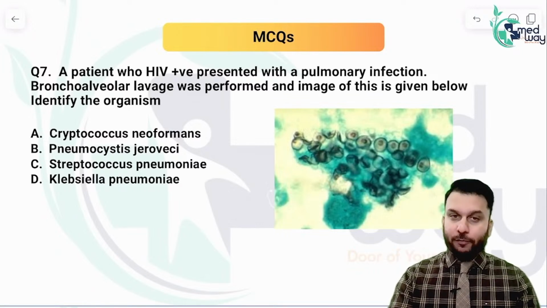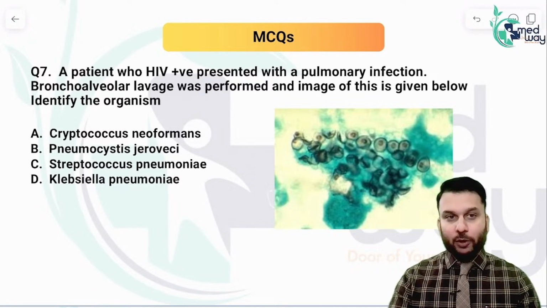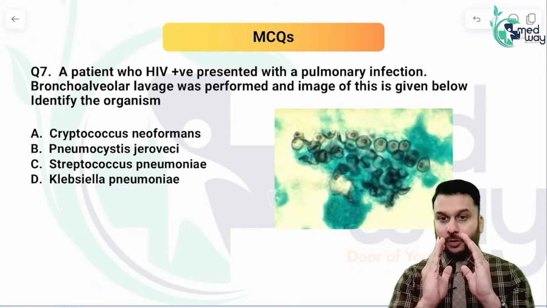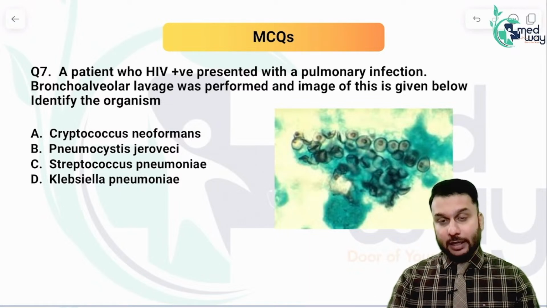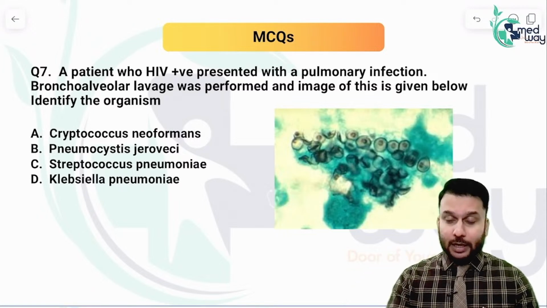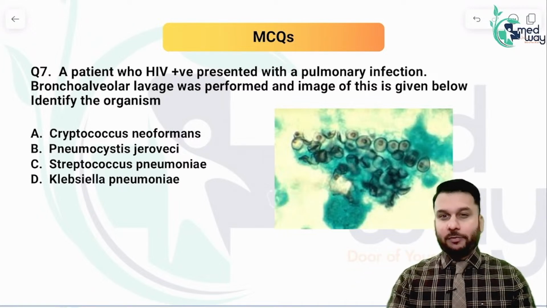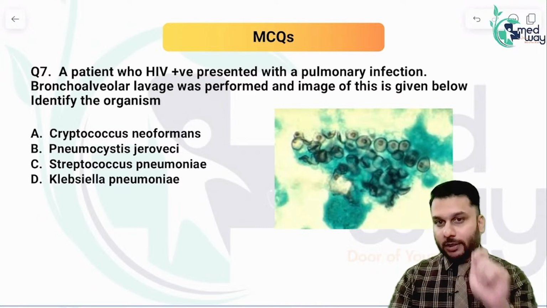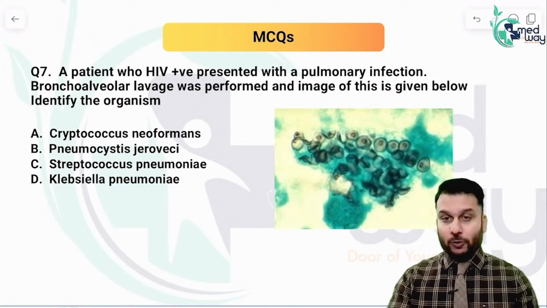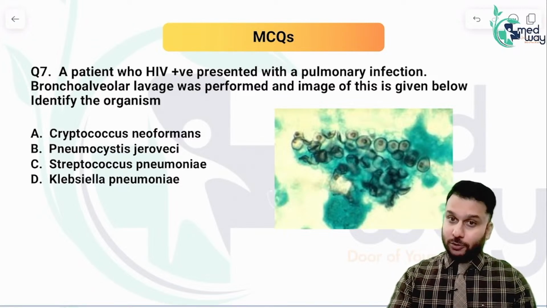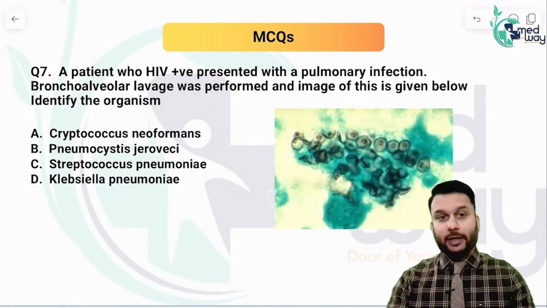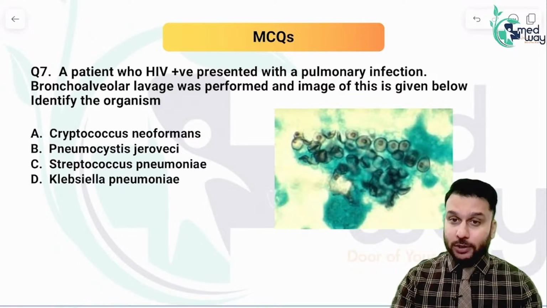Bronchoalveolar lavage was performed and the image of this is given below. Identify the organism. Now guys, first of all, look at the hint. HIV is mentioned. Anytime they mention HIV, you should always open your eyes. And guys, HIV may have some infections that are very unique to HIV patients. Example, meningitis in HIV is caused by Cryptococcus, which is quite unique. And same way, the pneumonia in them is caused by pneumocystis.